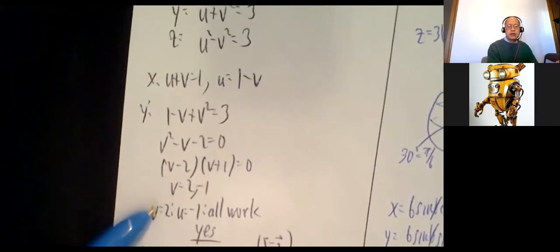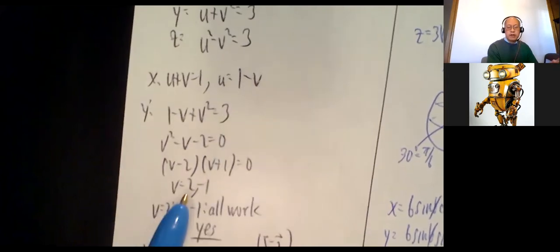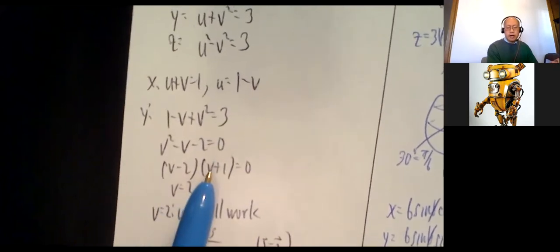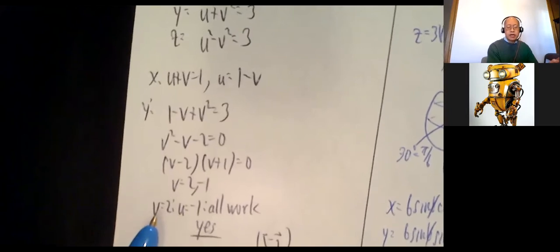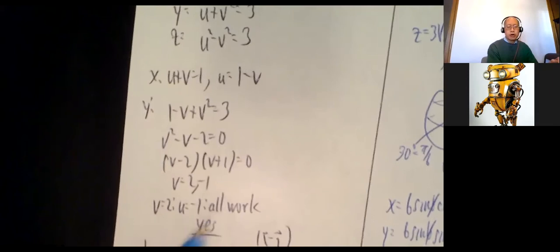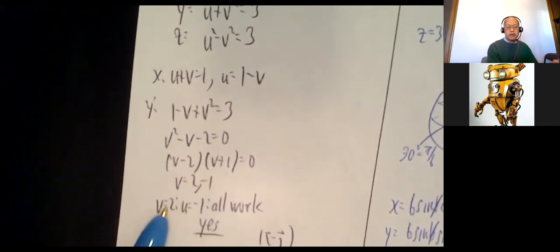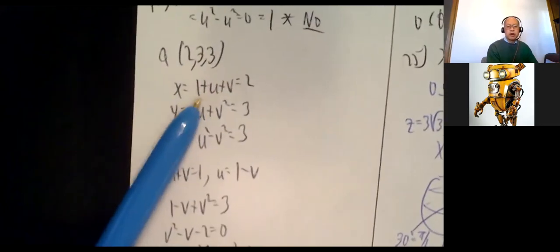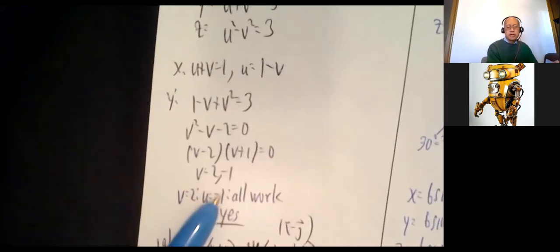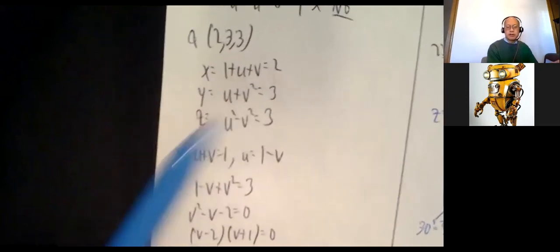Okay, now if V is equal to 2, then U is negative 1. I could check negative 1, but I don't have to right now. I can very easily confirm that when V is 2 and U is negative 1, all three work, which means the answer is yes. So U is negative 1, V is 2. 1 minus 1 plus 2 is 2, that's correct. U plus V squared is negative 1 plus 4, that's equal to 3. That's correct.